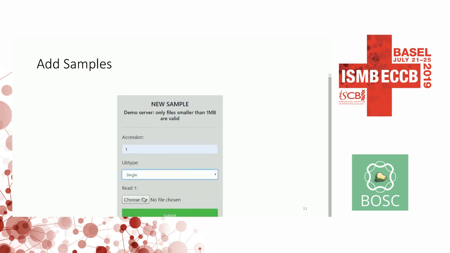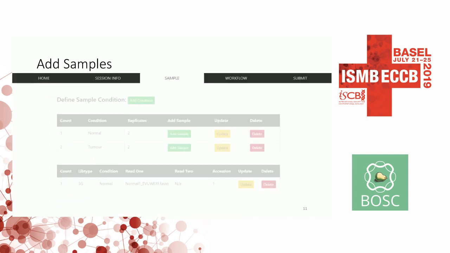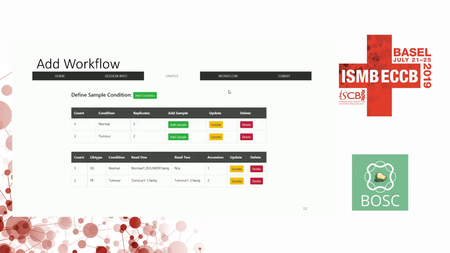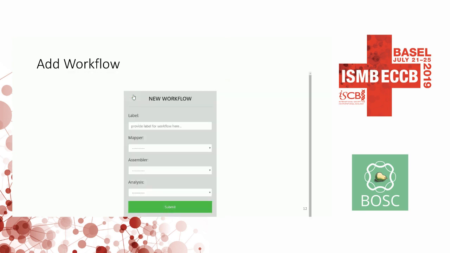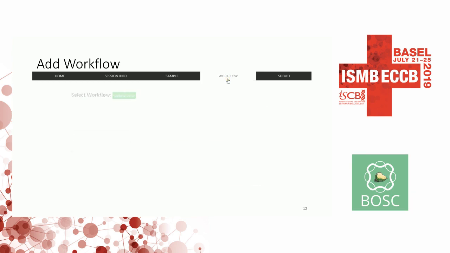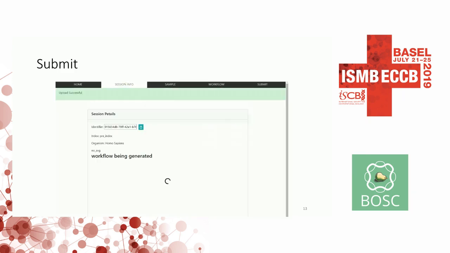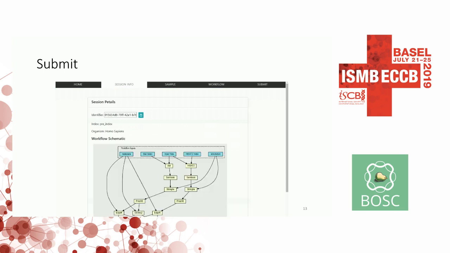Both paired-end and single-end samples are supported. And compressed files can be added as well. And the workflow is defined by selecting from a list of drop-down menus like this. As you can see, no visual programming is needed at this stage, which is the main feature that differentiates us from other platforms. Finally, after submission, the job is added to the queue automatically, and this workflow schematic is generated as well.